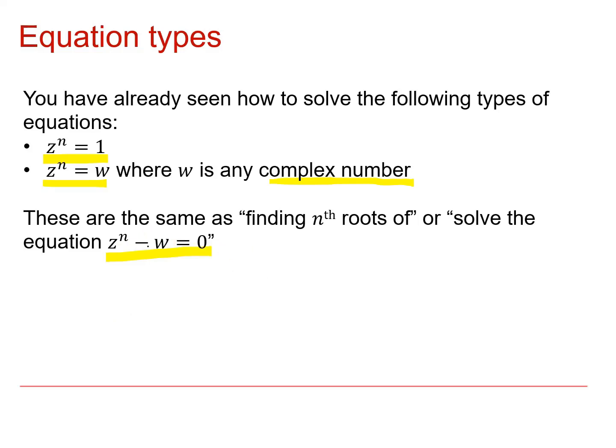It's important to remember that w can be any complex number, including wholly real numbers. So we could be talking about z to the n equals 6, for instance, or something like z to the n is equal to 5 plus 7i.